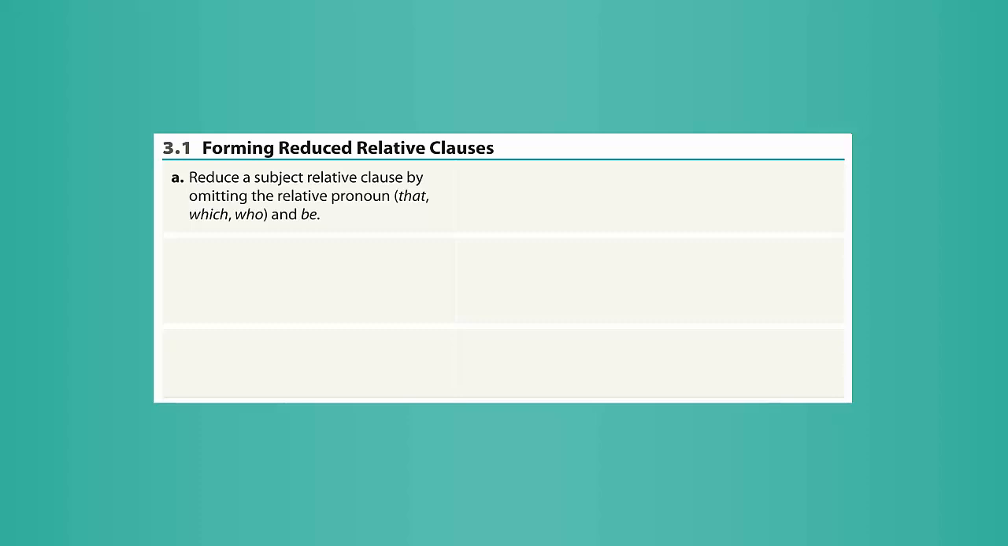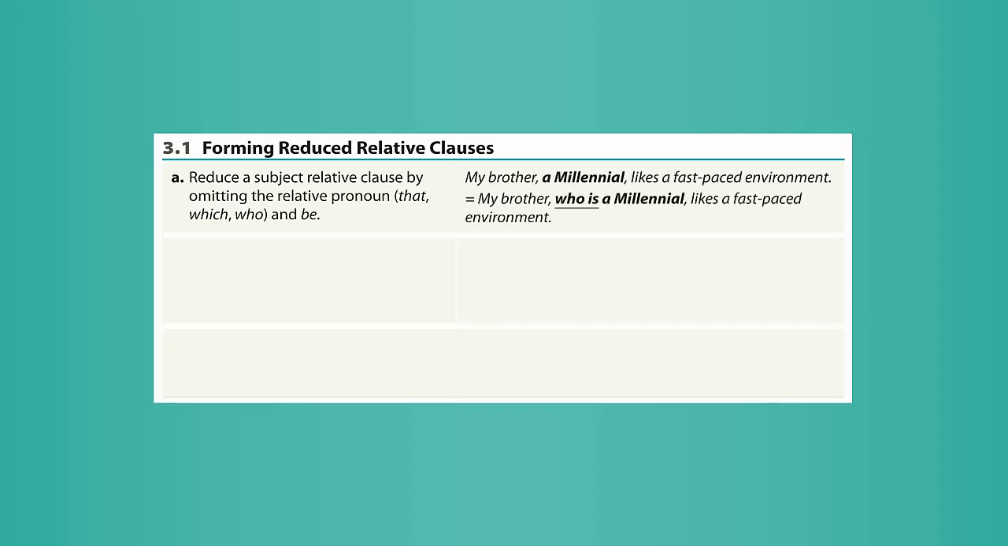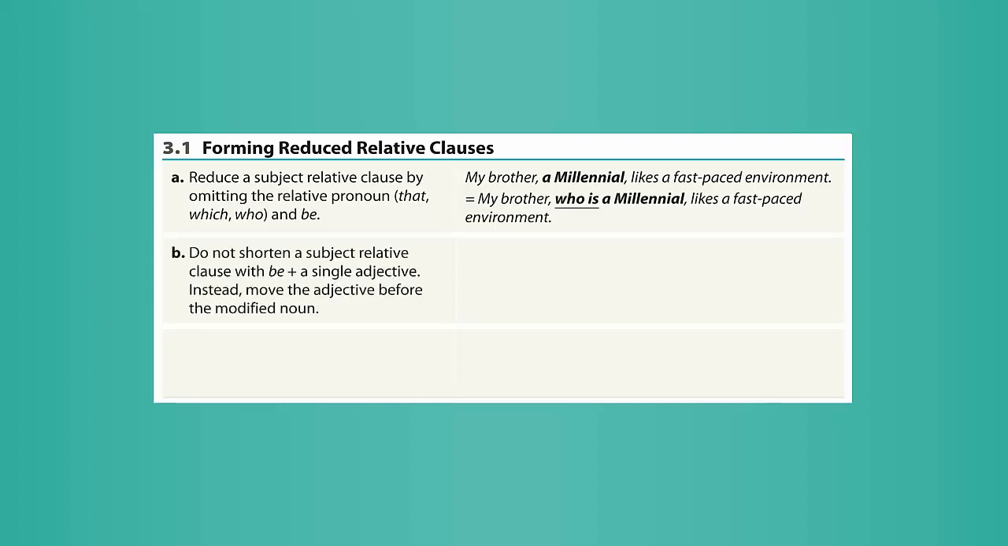Reduce a subject relative clause by omitting the relative pronoun that, which, and who, and the verb be. For example, my brother, a millennial, likes a fast-paced environment. Or we can say, my brother, who is a millennial, likes a fast-paced environment. Remember that we do not shorten a subject relative clause with be and a single adjective. Instead, we move the adjective before the modified noun.